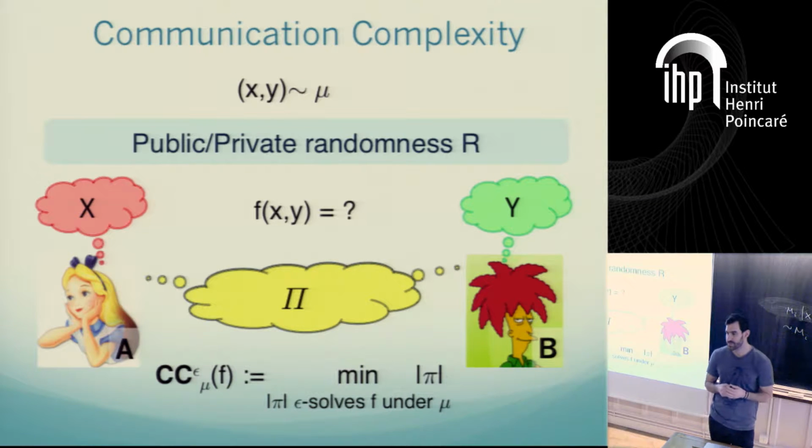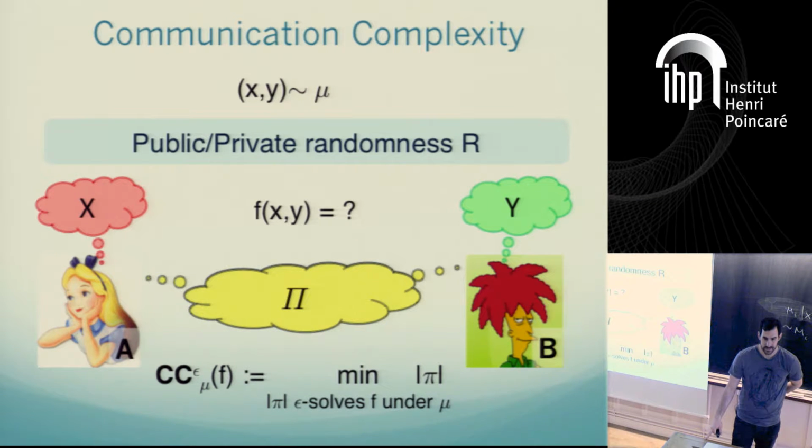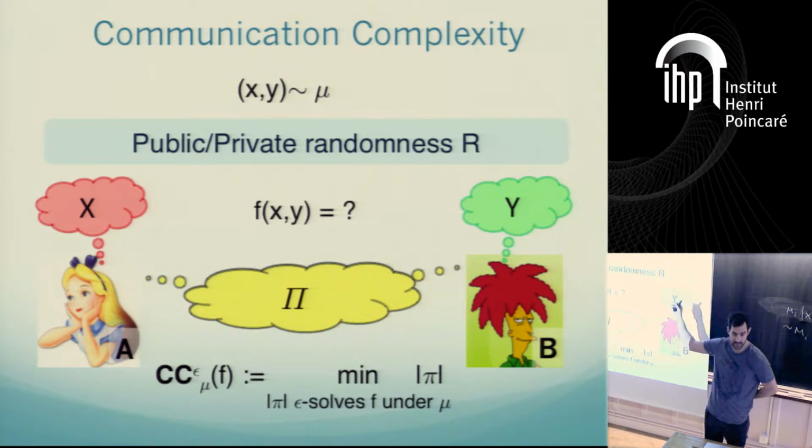Okay, so any questions? And you mean that the joint distribution is known to both players, right? I mean, mu. Yeah, sure. Mu is public knowledge. The protocol tree is public knowledge. The only thing that is not known is the actual realization of the input.